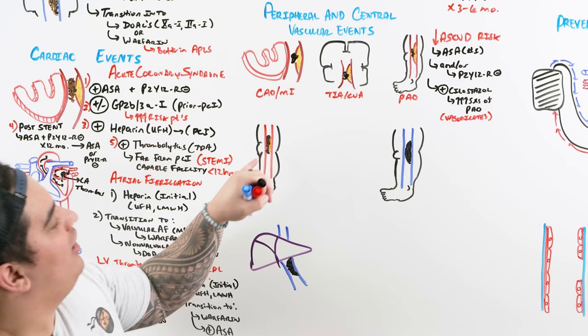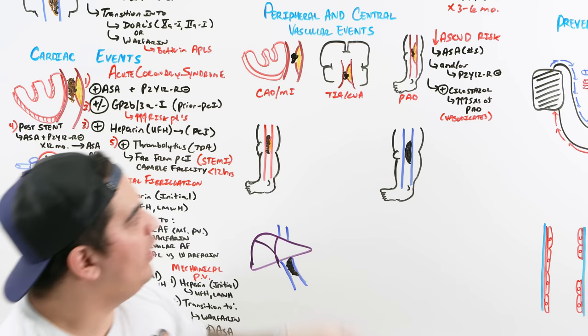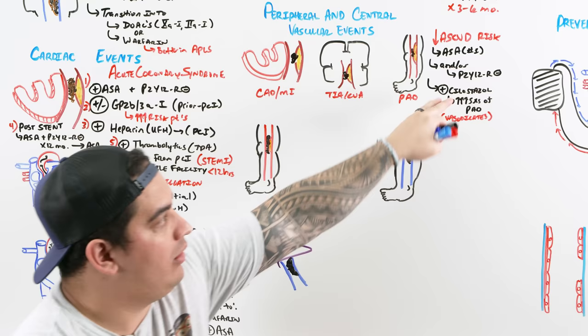You have a clot in the arterial circulation of the leg and you have a clot within the venous circulation of the leg. What do we do? We already talked about if there's a plaque there, we give aspirin or clopidogrel, a P2Y12 receptor blocker. Clopidogrel is more commonly utilized. And then add on cilostazol if you need it.